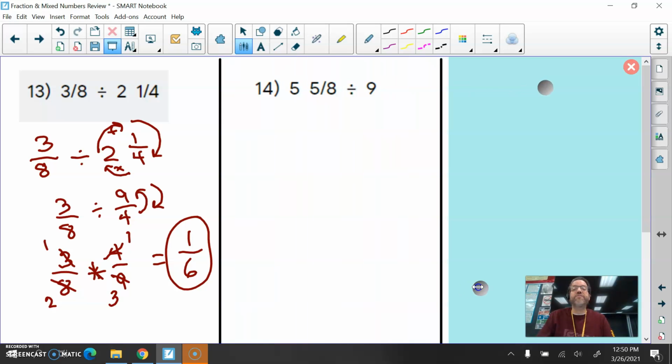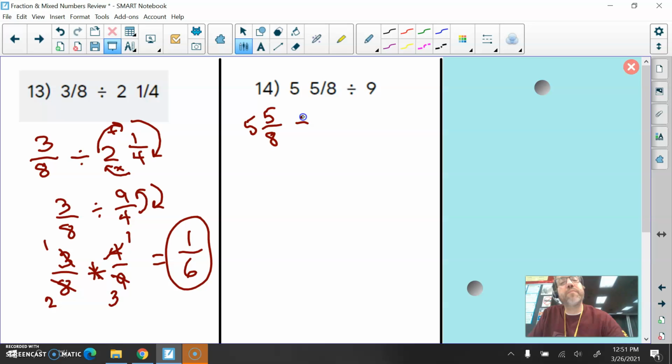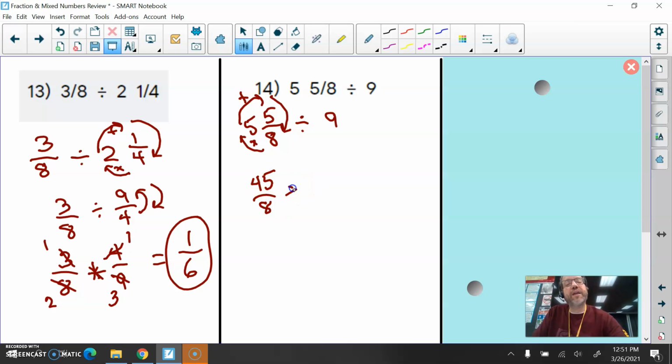Number 14, 5 5/8 divided by 9. So I'm going to rewrite this. 5 5/8 divided by 9. All right, so I'll go around the horn here to change this to an improper fraction. 8 times 5 is 40. 40 plus 5 is 45, and we put that over 8. And we're dividing by 9, and as an improper fraction, we would write 9 over 1.